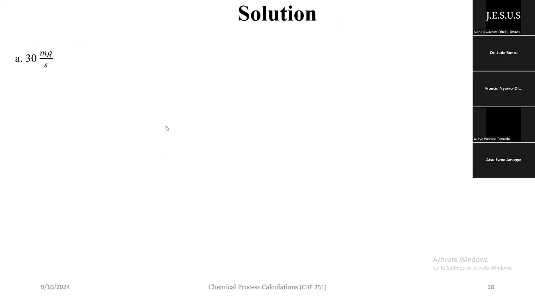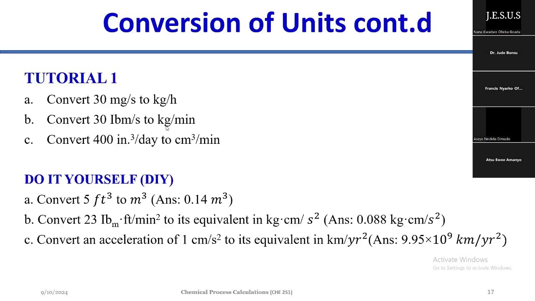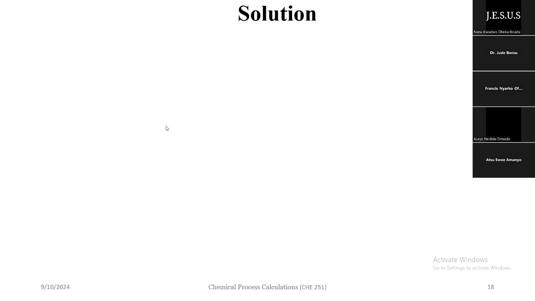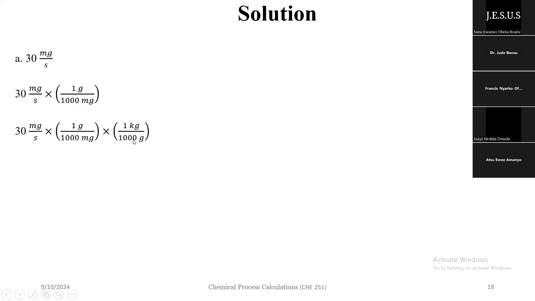Yes, so with the solution, we first have our 30 milligram per second, and then we want to convert it into kilogram per hour. So we first need a conversion factor. 1 gram is equivalent to 1000 milligram. So you realize that this milligram here cancels this milligram, so you are left with 30 gram per second. This gram cancels this. You just have to position them in a way that the unit that you want stays and the ones you want to eliminate cancel out. Are you fine with that?